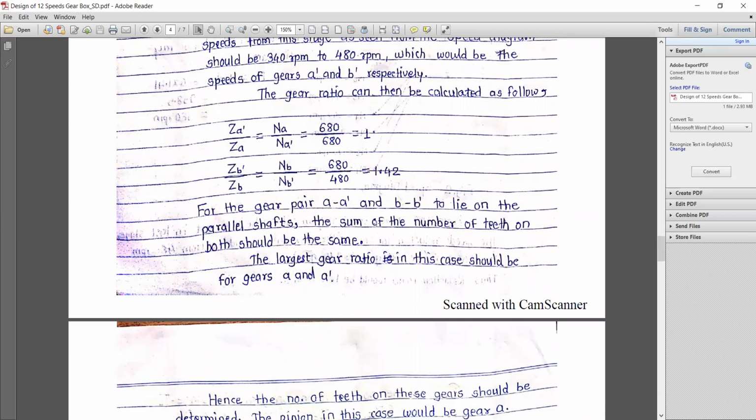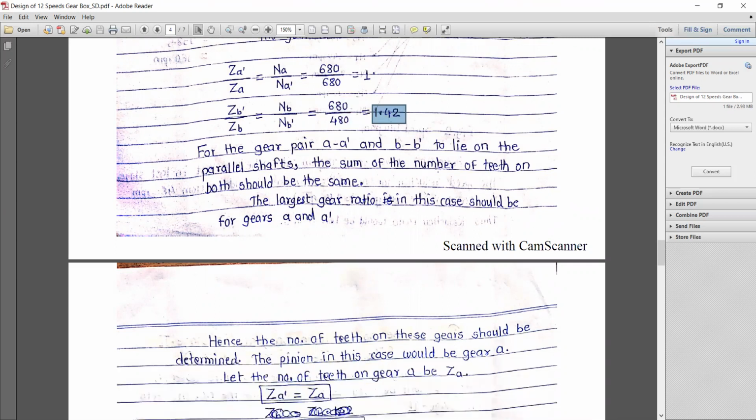Now the gear ratio can be calculated. First, 680 divided by 680, you get a transmission ratio equal to 1. Then 680 divided by 480, you get a transmission ratio i equal to 1.42. Based on this, you can calculate the number of teeth.